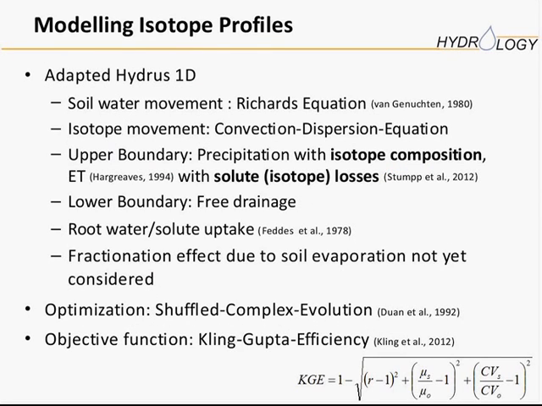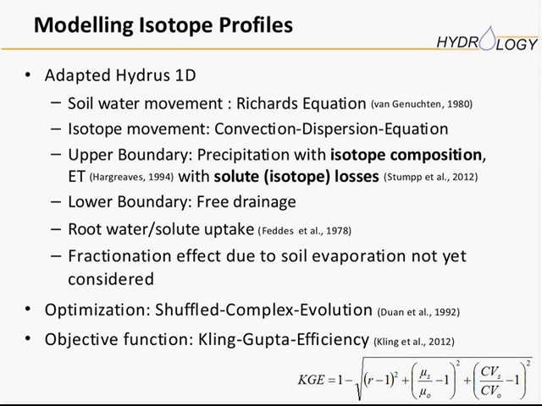We used a standard model, that's HYDRUS-1D, based on the Richards equation. For the isotope movement, we used the convection-dispersion equation. The upper boundary is our precipitation with the isotope composition, ET according to Hargreaves, and we used the isotope losses according to a solute uptake that Christine Stumpp also used in 2012. The lower boundary is free drainage. We used root water uptake, solute uptake, and the fractionation effects due to soil evaporation are not yet considered, but could be considered in future.